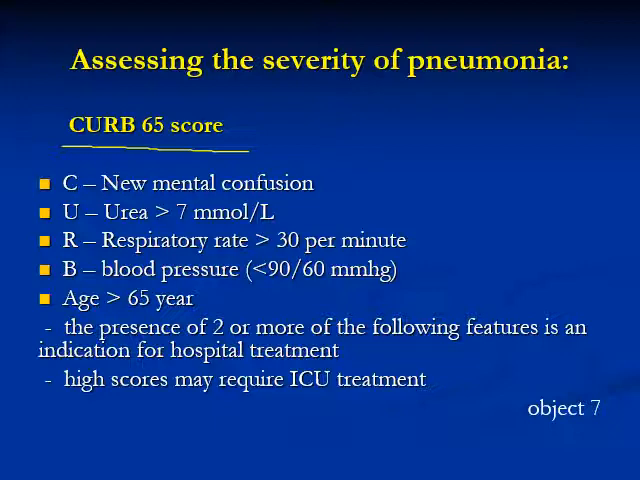If two of these are present, this is an indication for hospital admission, for example a patient with confusion with tachypnea, or a patient with confusion with hypotension. So if these two are present, the patient may need admission to the hospital. If a higher score is present, 4 to 5, and all of these or 4 of these are present, the patient may need intensive care unit treatment.